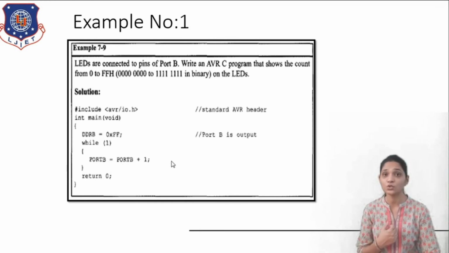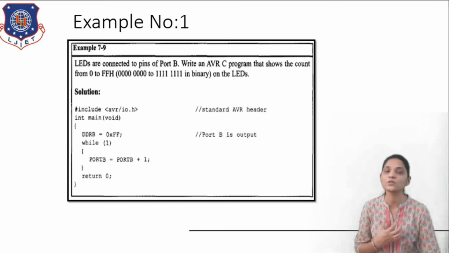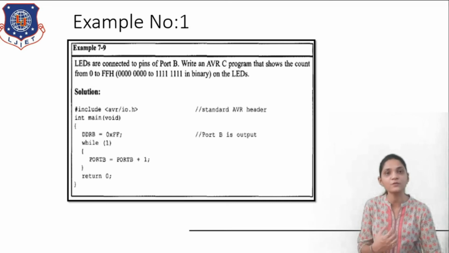So in this way we can use this C program for transferring something on the port. First you have to make that port an output or input port, and then you can transmit by using the PORT label, or for input you have to use the PIN label.